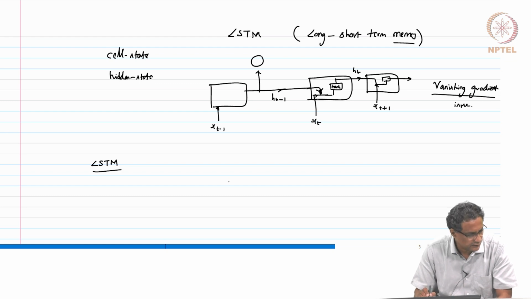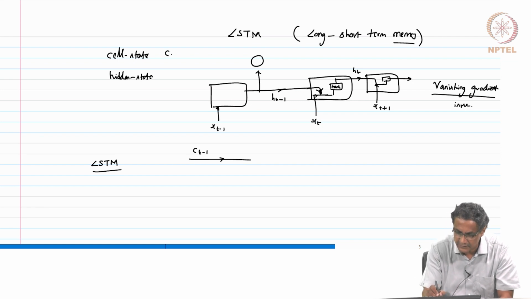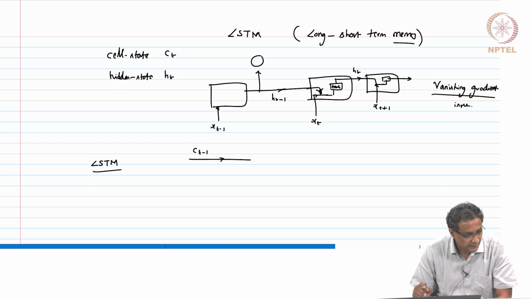First, we'll talk about the forget gate. The cell state, like I told you, is CT minus 1. Typically this is represented as CT and this as HT. This comes in, and then you have HT minus 1, again coming in from the past, which of course is carrying a summary just like old times. And then this is XT.